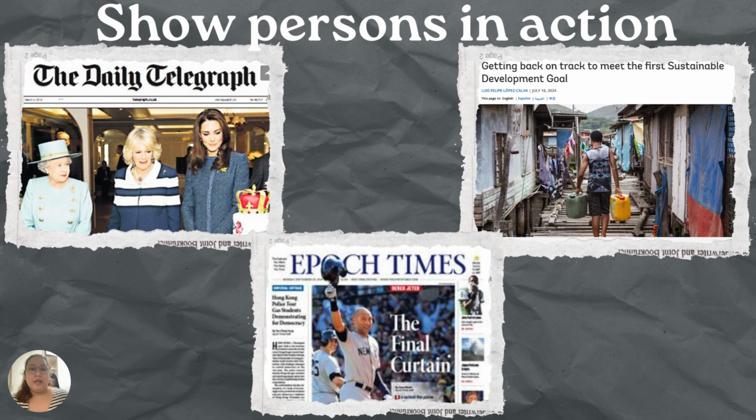Other persons in action are given in these examples. So this is the royal family making a visit. This one is a picture of poverty. And then the last one is a picture of a baseball player who is retiring.